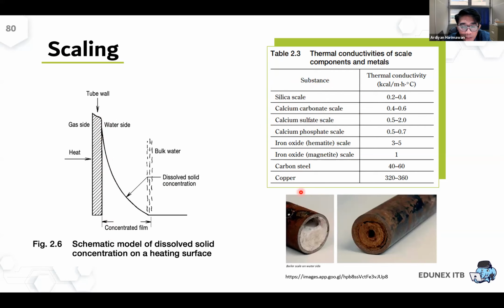And if you compare, the tube can be made from steel, carbon steel, or copper. You can see that copper of course has a better thermal conductivity than steel. But if the scale is covering the tube, then the thermal conductivity will be much lower. It will influence the heating process, and of course it will influence the steam production. Okay, this is an example of the scaling.